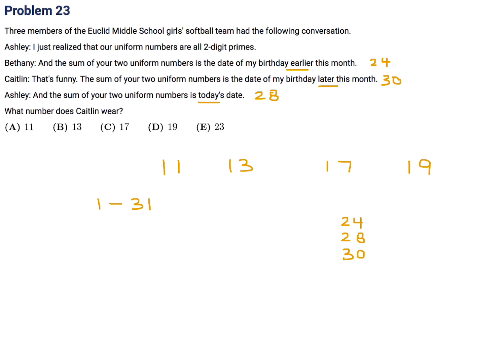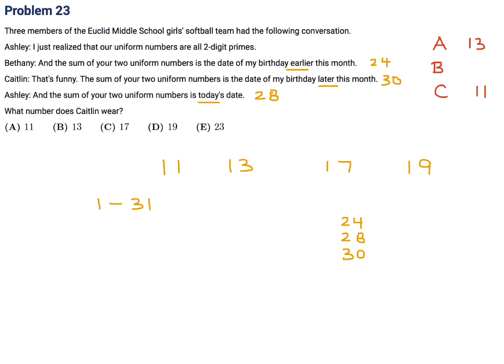Okay, now we have to assign the uniforms. So Bethany says the sum of your, so she's talking about Ashley and Caitlin. Okay, so Ashley and Caitlin's numbers add up to 24. All right, so let's say Ashley is 13 and Caitlin is 11 in terms of their uniform numbers. So that means that Bethany must be, well, we'll figure it out.